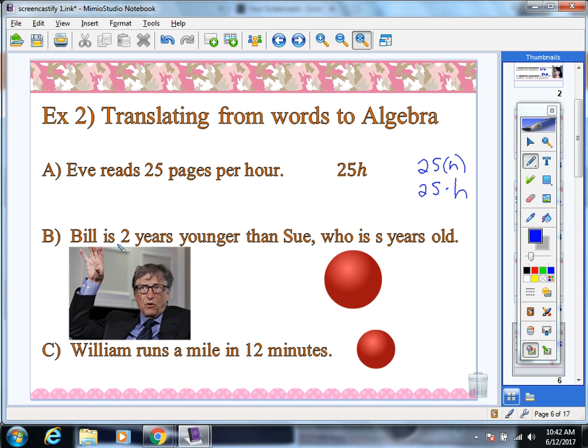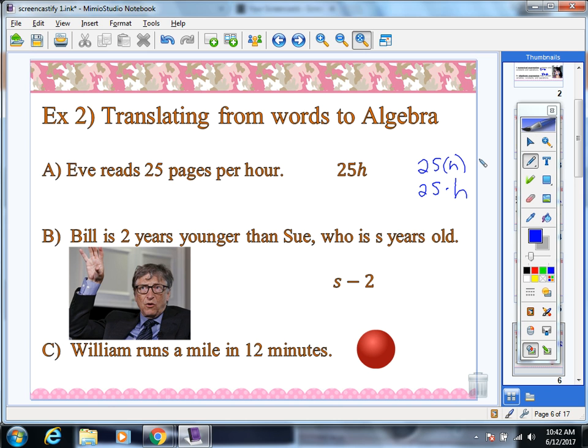If Bill is 2 years younger than Sue, let's think about it. Bill's older. So if we know Sue's age, Bill is younger. So if we know Sue's age, we just subtract the 2 because Bill is 2 years younger. So it'd be s minus 2.